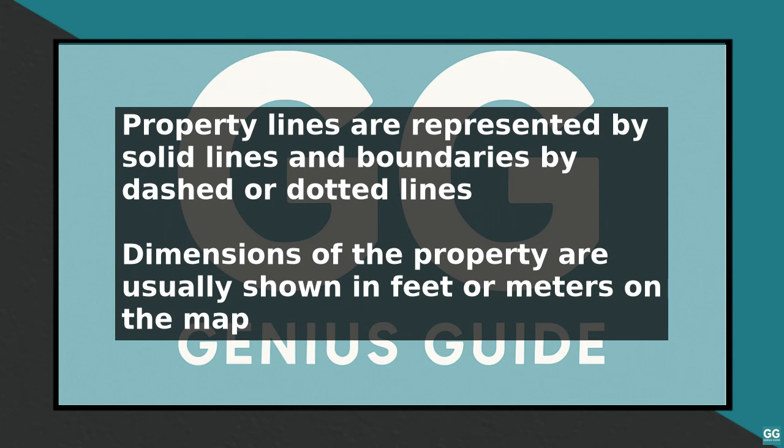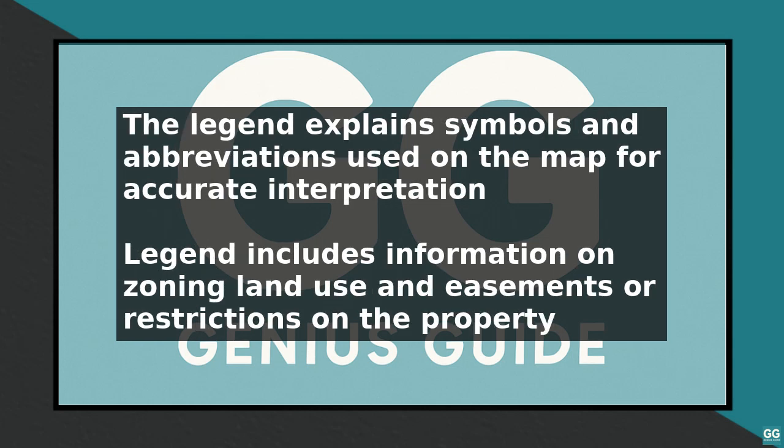It is also essential to understand the different types of lines and symbols used on the plat map. For example, a dashed line may indicate a proposed boundary, while a solid line represents an existing boundary. A circle or arc may represent a curve or a rounded corner. Familiarize yourself with these symbols to accurately interpret the map.